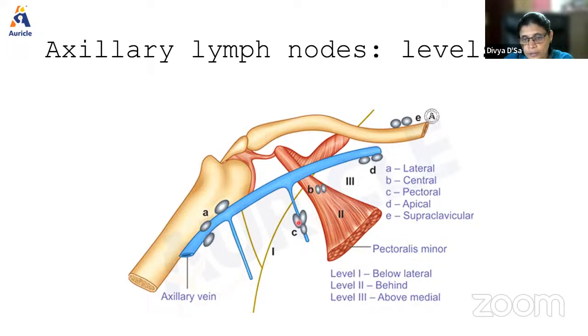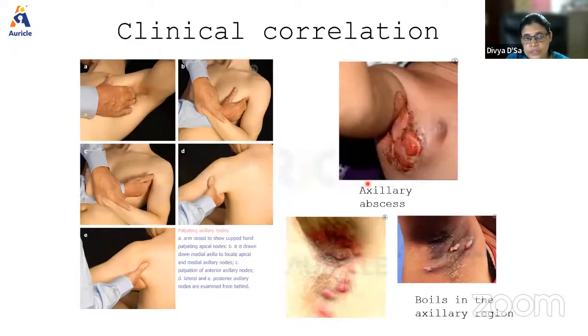Level 1 includes the pectoral group as well as the lateral group. Level 2, which is behind, includes the central group. Above and medial, level 3 includes the apical and supraclavicular nodes. This is clinically important when they do a radical mastectomy in breast malignancy, where they have to remove the lymph nodes. Accordingly, they remove level 1 lymph nodes, level 2 lymph nodes, and this is what we mean. This is how we palpate.